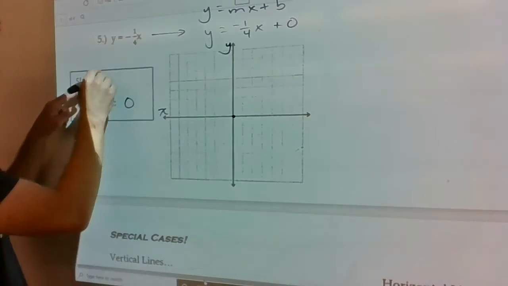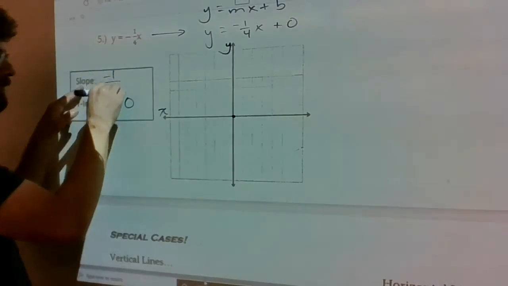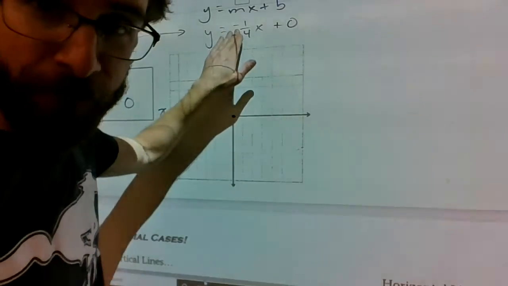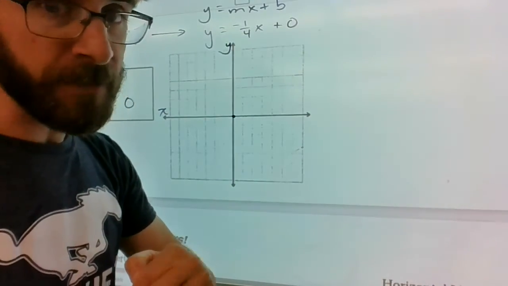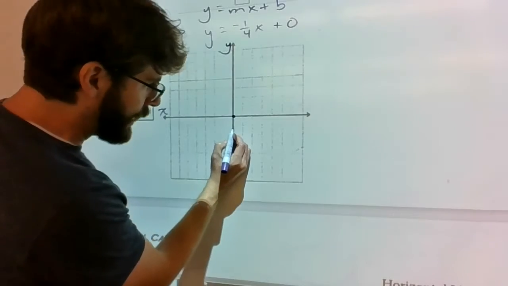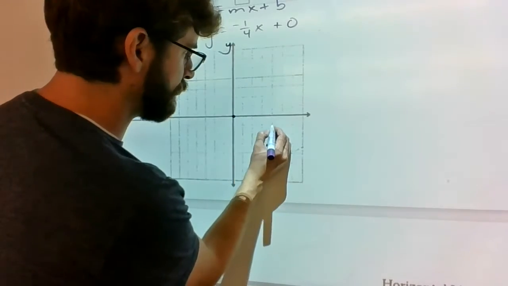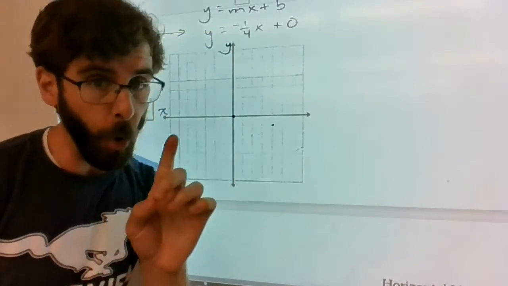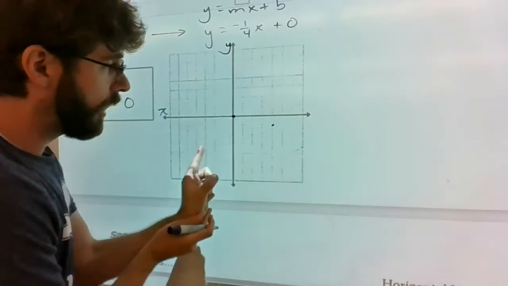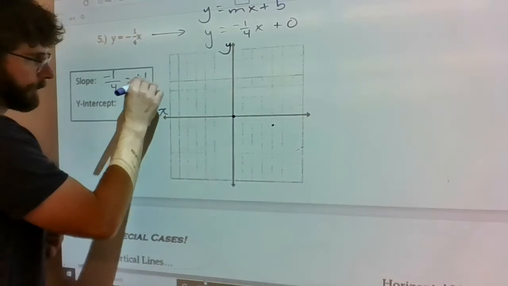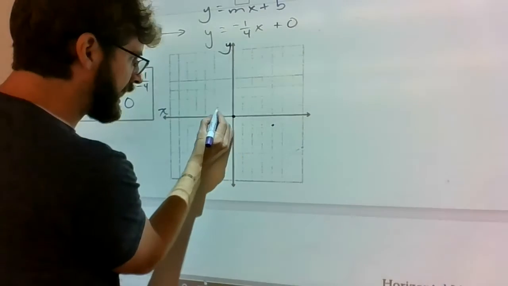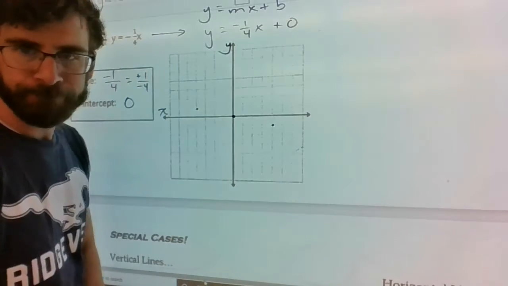From there, the slope is going to be negative 1/4. Whenever you see a negative out front, that means only the negative is on top or only the negative's on bottom. So I could go down 1, right 1, 2, 3, 4. Or I could go up 1, left 4. And again, it's creating dots on the same line.